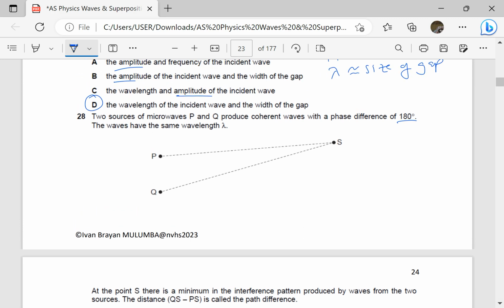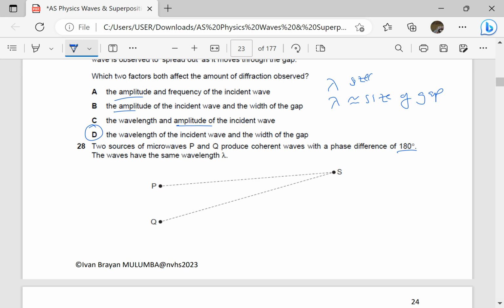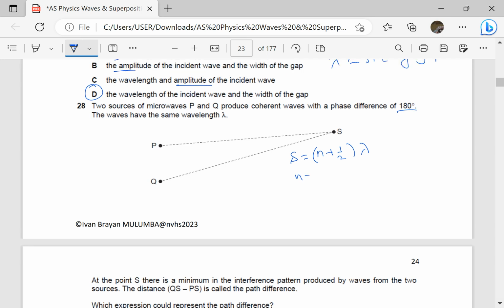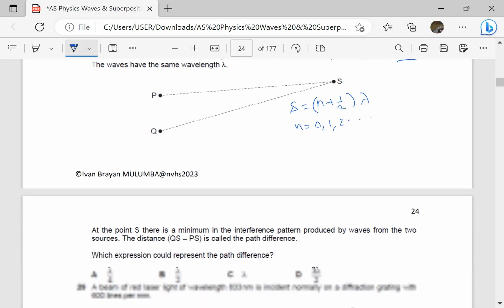Because there is a minimum at S, that is destructive interference. So we know that path difference is going to be equal to (n plus a half) times wavelength. That is the path difference if there is destructive interference, and n should start from 0, 1, 2, and so on. So for n equals 0, the path difference will be lambda over 2.